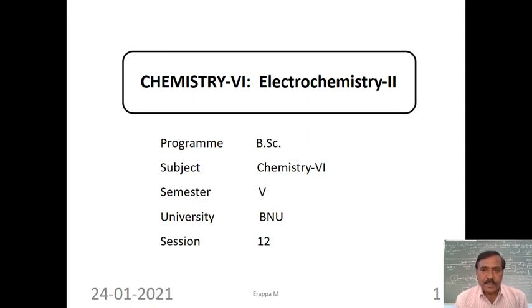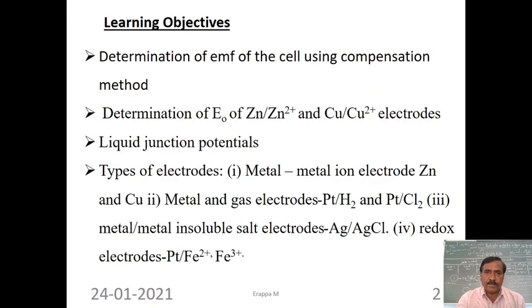Continuation of the video session, Electrochemistry 2 chapter, final BSc, 5th semester, paper 6, Physical Chemistry, Bangalore North University, session number 12. Today's topic is determination of EMF of a cell using the compensation method, how to determine the E0 value for zinc and copper electrodes, liquid junction potentials, and different types of electrodes.